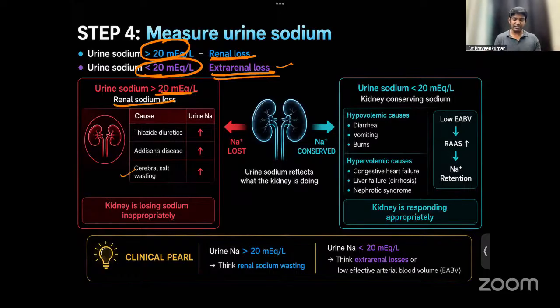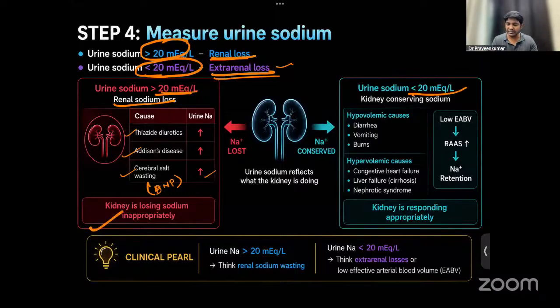Causes include cerebral salt wasting syndrome, which produces brain natriuretic peptide. Brain natriuretic peptide increases salt elimination, so you will have increased urine sodium. In Addison's disease, there is loss of aldosterone, so there is no reabsorption of sodium. And thiazide diuretics block the NCC, the sodium chloride co-transporter in the distal convoluted tubule, so you will have increased urine sodium. So here the kidney is losing sodium inappropriately.